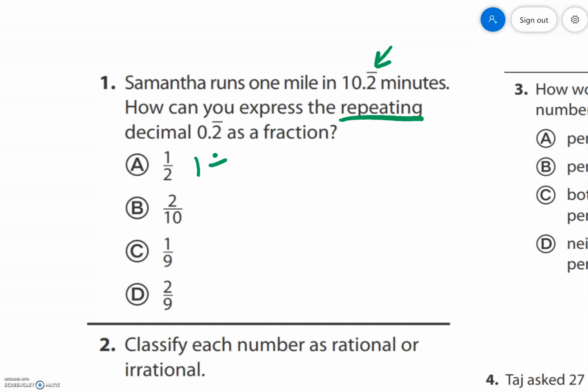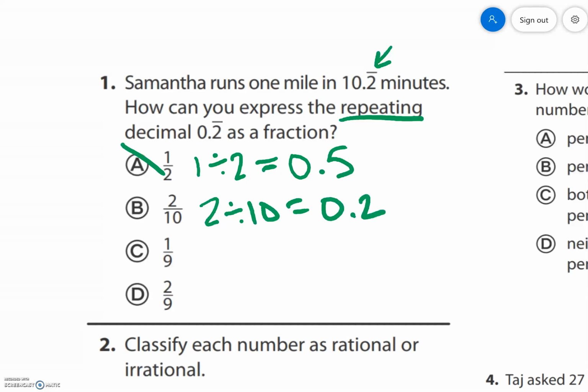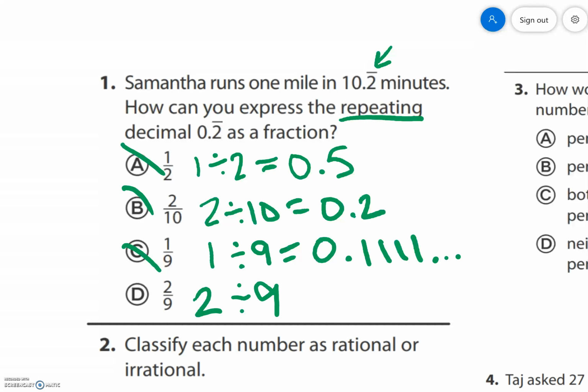If you do 1 divided by 2 in your calculator, that's going to give you 0.5, not what we're looking for. 2 divided by 10 is going to give us 0.2. That's close, but remember we want it to repeat. 1 divided by 9 is going to give us 0.1 repeating. Still not what we're looking for, so let's try this last one. 2 divided by 9 gives us 0.2 repeating. Sweet. That is worth 1 point.